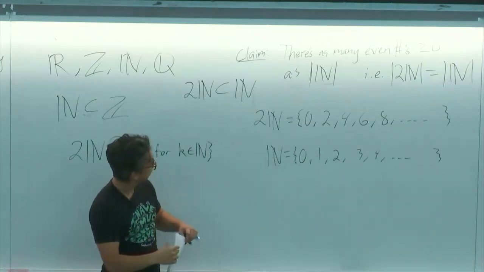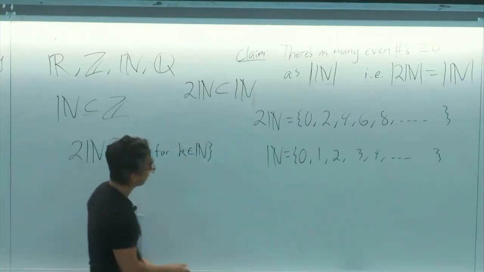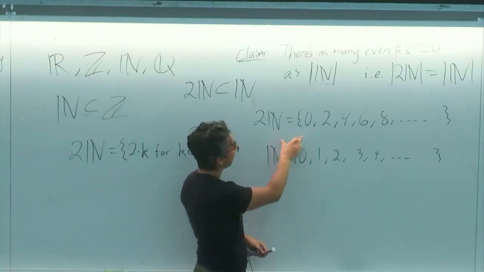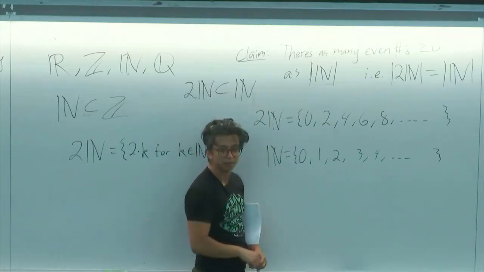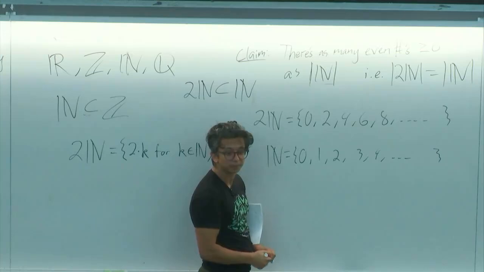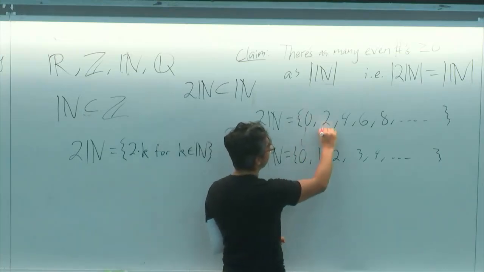And I mean, here's the kicker. Can we see a mapping here that takes every element of 2n and puts it onto n? Yeah. 1/2 of that. Yeah, exactly. So we can just do this mapping right here.